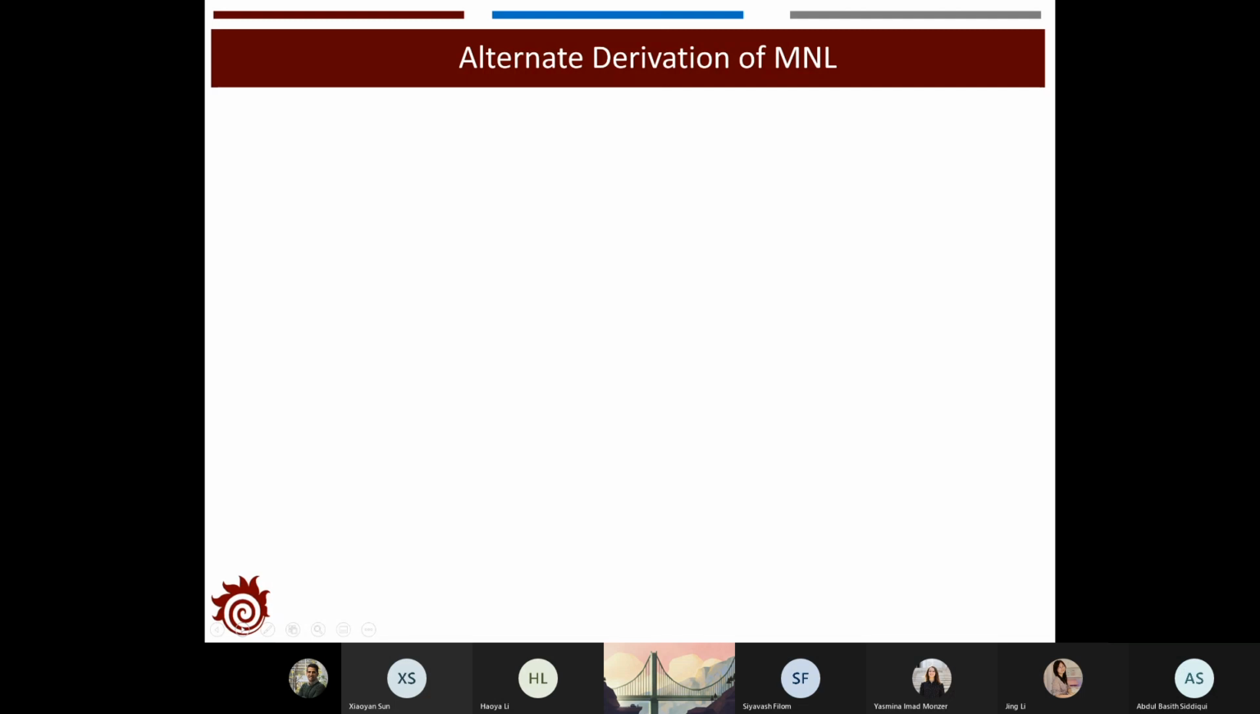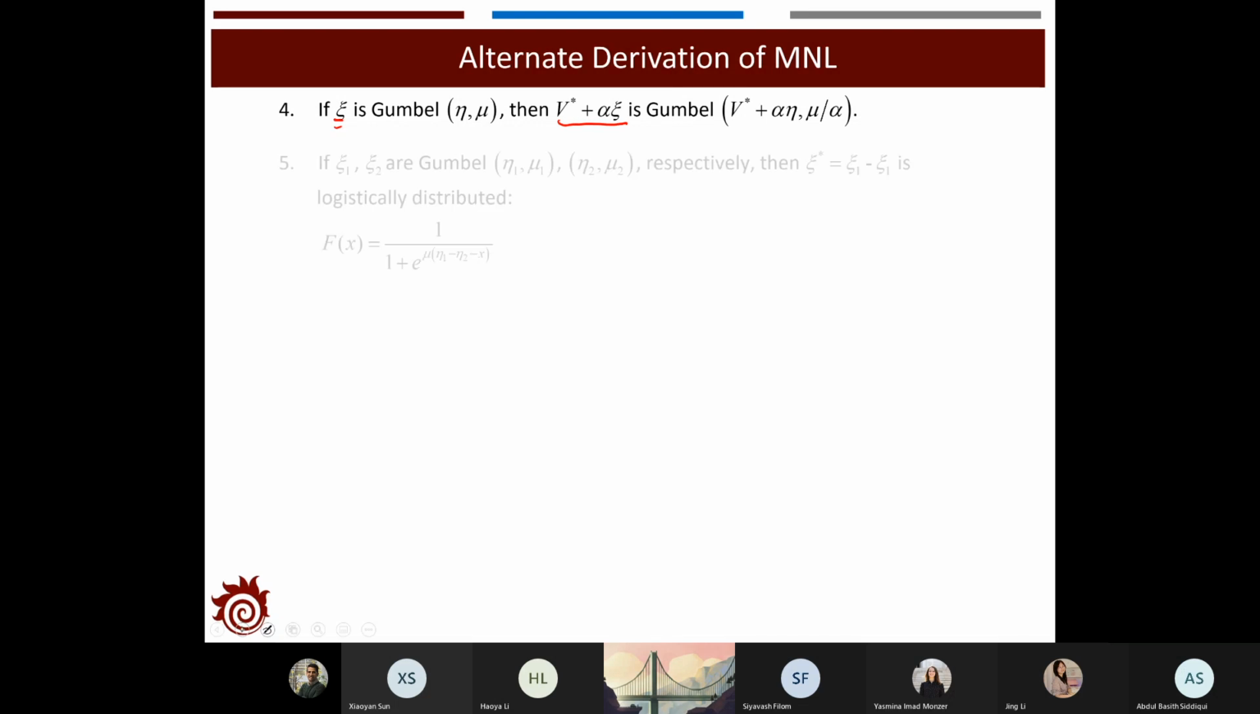There is also another way for you to derive the multinomial logit model, which is based on property 4 and property 6 of the Gumbel distribution. I will just give you a quick review about the process. Property 4 shows the conversions about a random variable. Say that we have epsilon following the Gumbel distribution, then v plus alpha epsilon is also a Gumbel distribution.